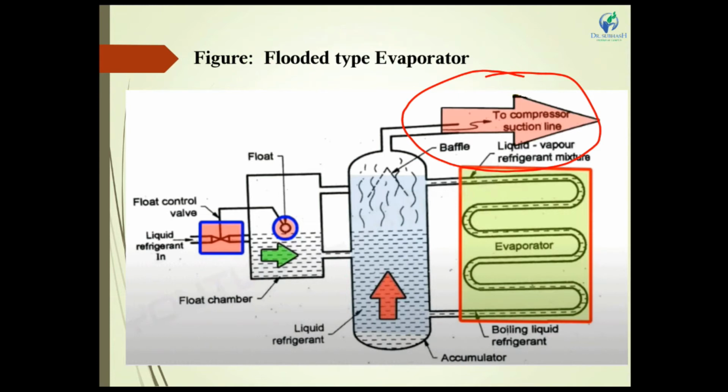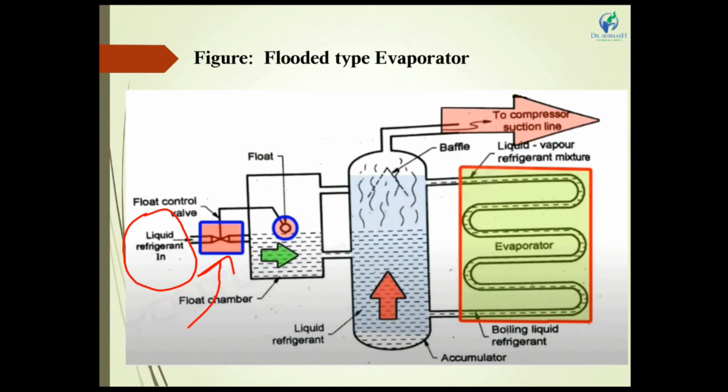The main function is that of the float chamber, and we call this a flooded type evaporator. First, the liquid refrigerant comes from the condenser and enters the expansion device. This is the expansion device, a type of throttling process where we reduce the pressure and temperature of the refrigerant to produce a cooling effect.